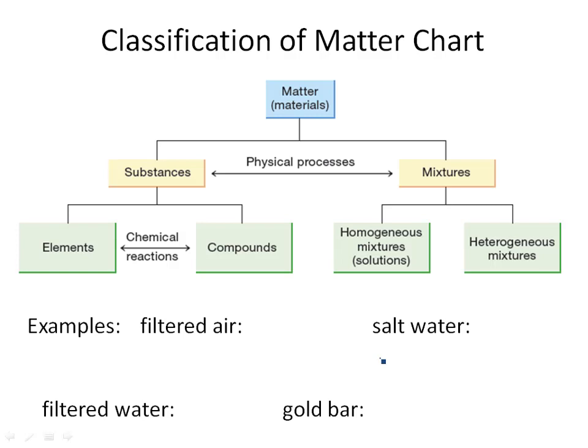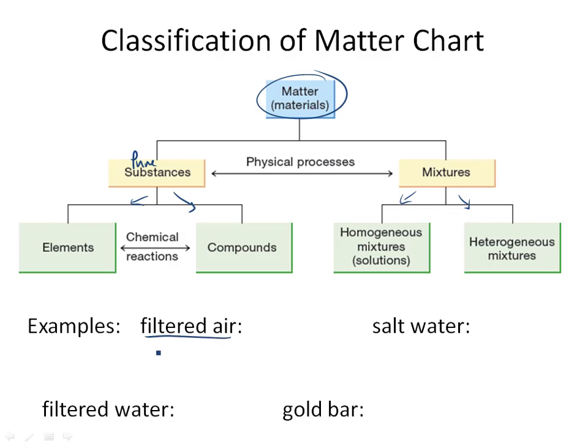Finally, you can look at what kinds of classification of matter you have by using a flowchart like this. If you have matter, it can go to pure substances or mixtures. Pure substances and mixtures, you can look at those first. If you have pure substances, they can either be elements or compounds. If you have mixtures, they can be homogeneous or heterogeneous.